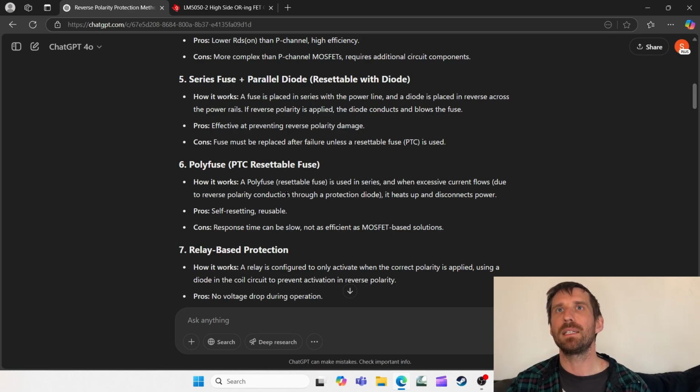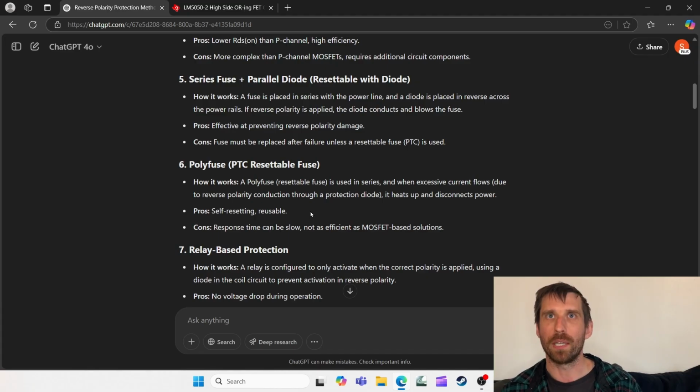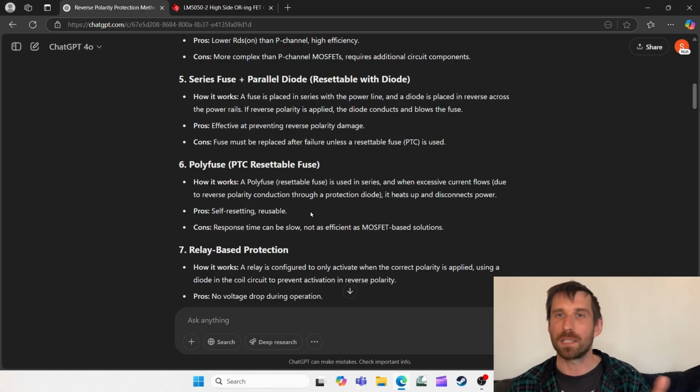Polyfuse or PTC, it heats up and disconnects power. Self-resetting, okay, this is true. After a while, it is going to cool down and you can use your device as it was intended, assuming you reversed the reverse polarity, so you have correct polarity now. But that can take a while. Your customers aren't going to be used to that, and it's going to throw them off.